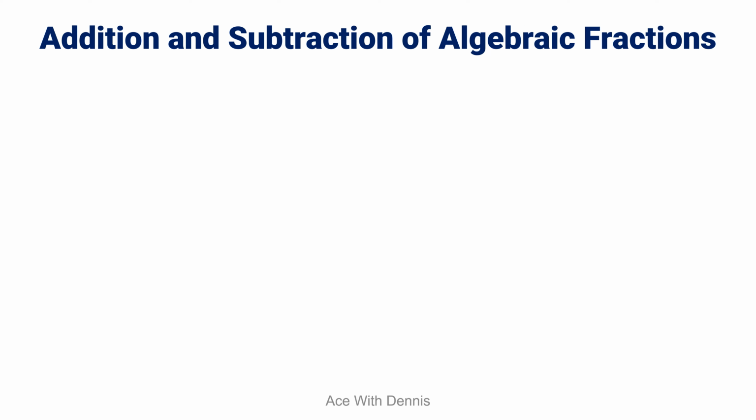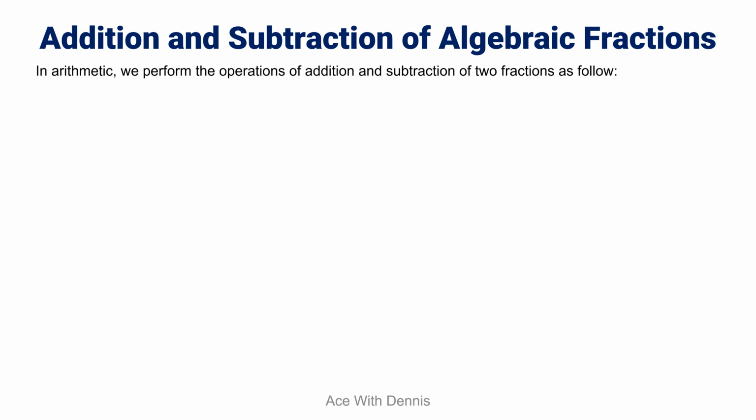Now let's move on to discuss addition and subtraction of algebraic fractions. In arithmetic, we perform the operations of addition and subtraction of two fractions as follows. The first example, the addition: 1 over 2 plus 2 over 5. Look at the denominators 2 and 5. The LCM of 2 and 5 is 10. So we can write it as 2 multiplied by 5, and the numerator is 1 times 5. Then plus, for the second fraction, 5 times 2, which gives 10.